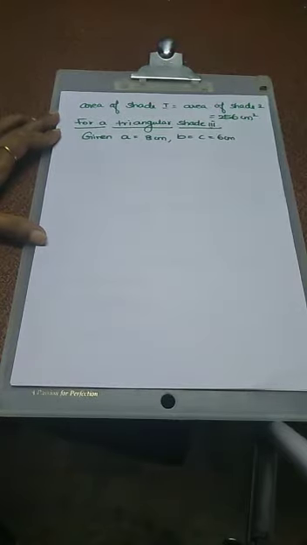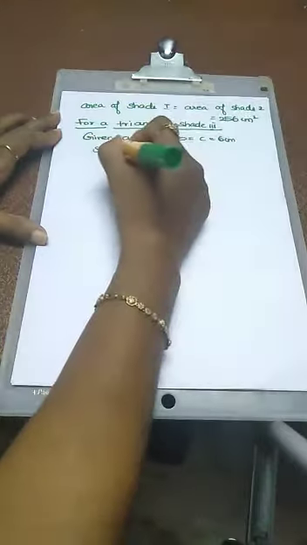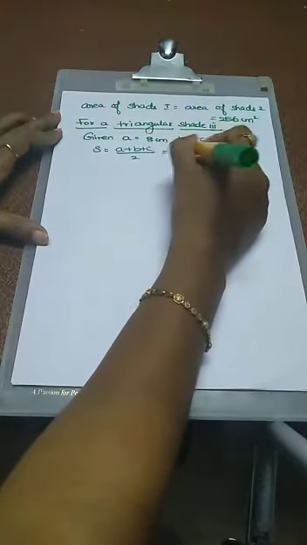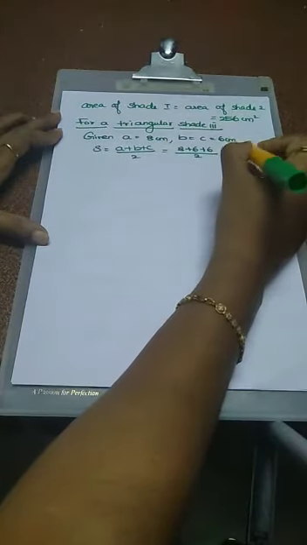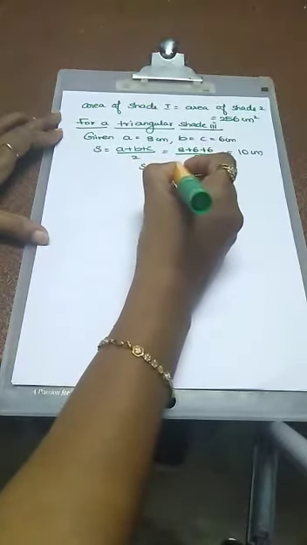For that, first we calculate the semi-perimeter of the triangle. What is the semi-perimeter formula? A plus B plus C by 2. So 8 plus 6 plus 6 divided by 2. So what is the value? That is 20 by 2, 10 cm. So S value is 10 cm.